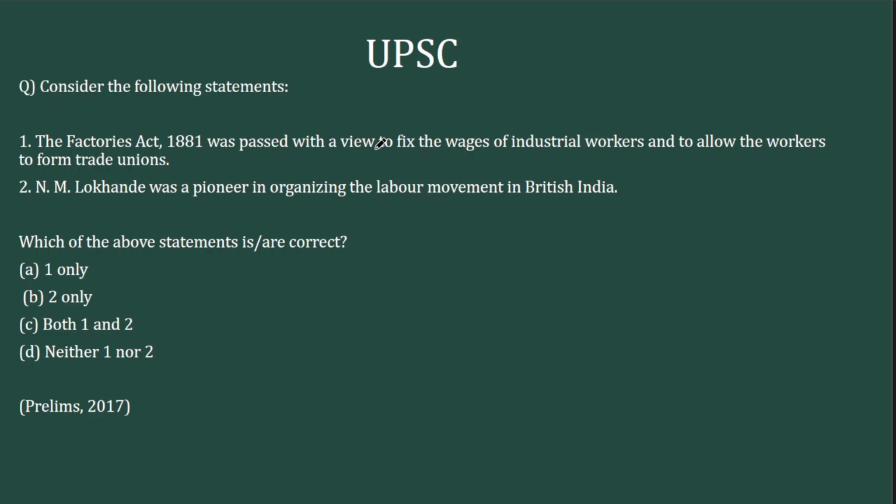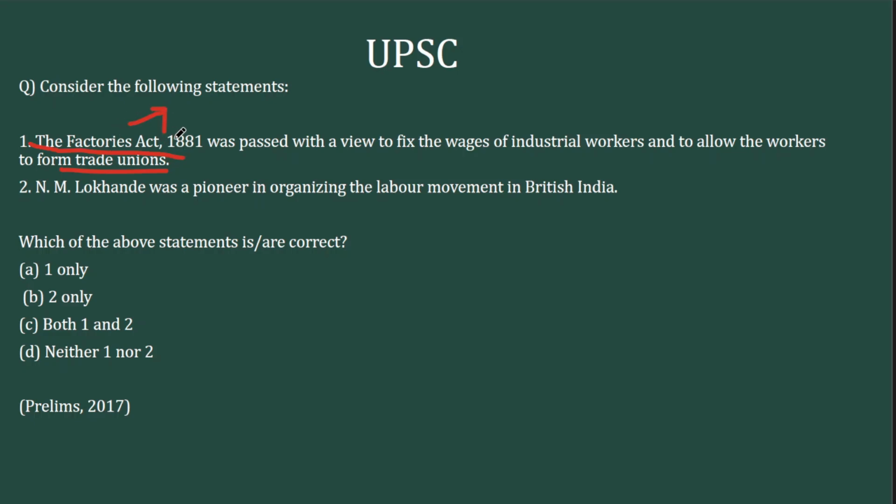Moving to the last question of the discussion, we have the question on the Factories Act. The Factories Act of 1881 was passed with a view to fix the wages of industrial workers and to allow the workers to form trade unions. Again, put the same logic. Why would the British allow trade unions to be formed in India? It's very unlikely, right? The Factories Act of 1881 came during the time of Lord Ripon.